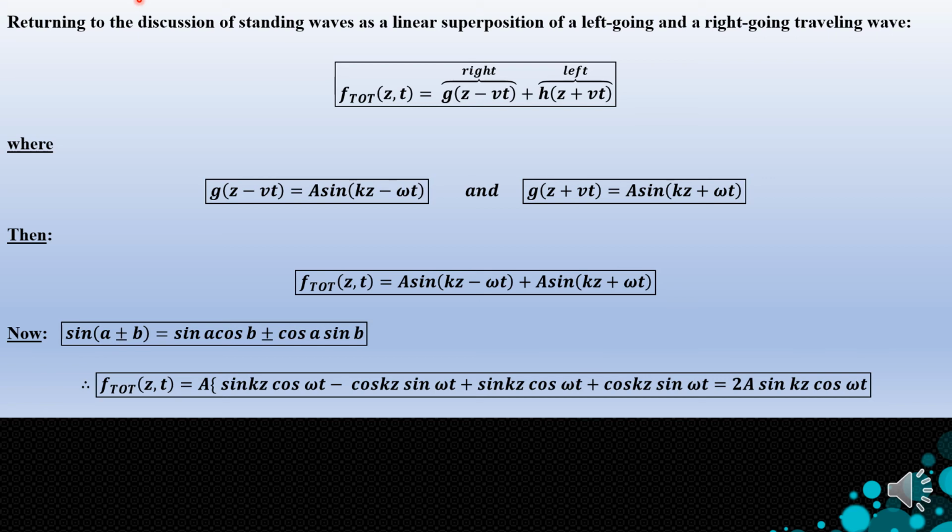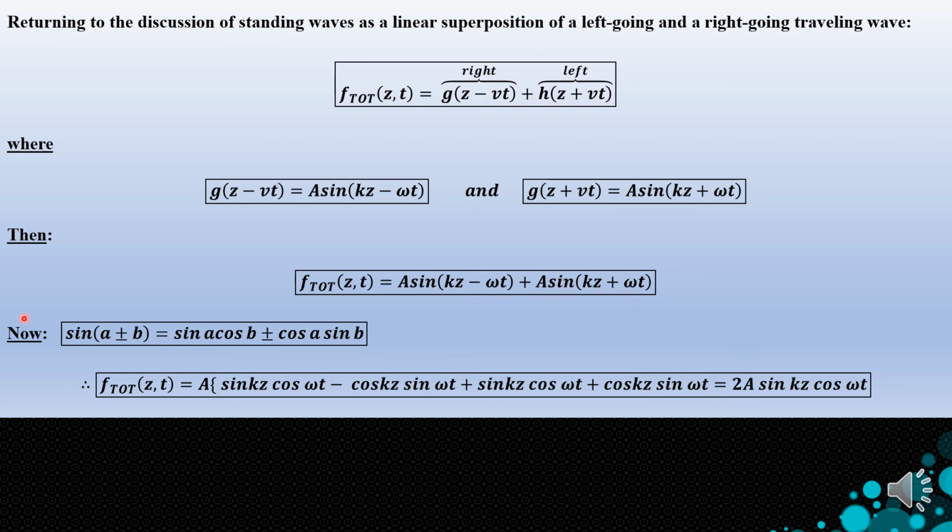So returning to the discussion of standing waves as a linear superposition of left-going and right-going traveling waves, f total of z of t is equal to g of z minus vt at right plus h of z plus vt at left, where g of z minus vt is equal to a sin kz minus omega t and h of z plus vt is equal to a sin kz plus omega t. Then f total of z of t will be equal to a sin kz minus omega t plus a sin kz plus omega t.